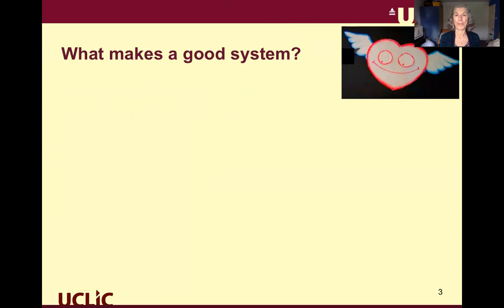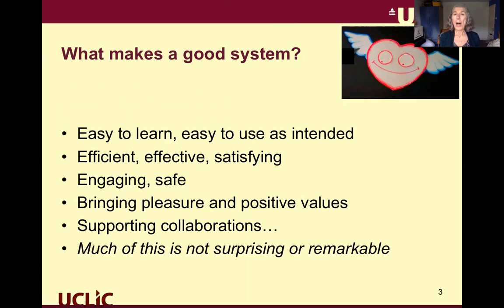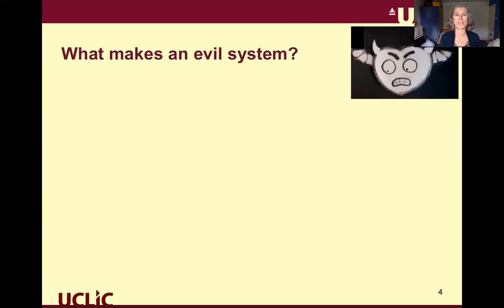You probably all have your views about this. But I suggest that it's a system that is easy to learn, easy to use as intended, efficient, effective, satisfying, engaging, safe, bringing pleasure, bringing positive values into the world, supporting collaborations between people. And you can probably think of many other criteria as well. What's perhaps important is that much of this isn't surprising, it isn't remarkable. We don't really notice a lot of the time when a system is good, when it works well.